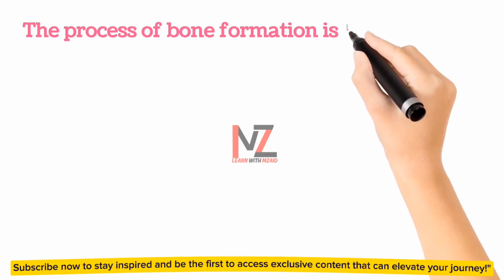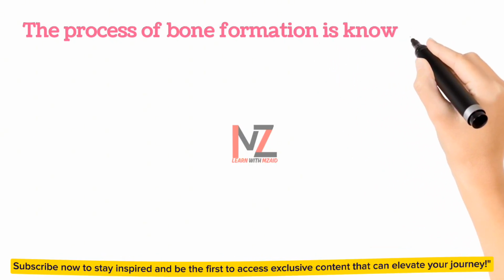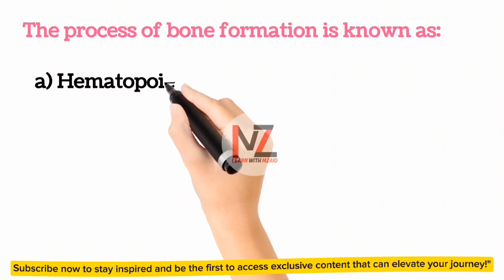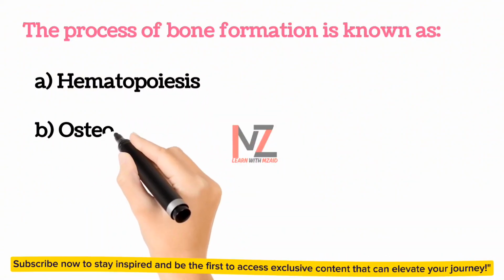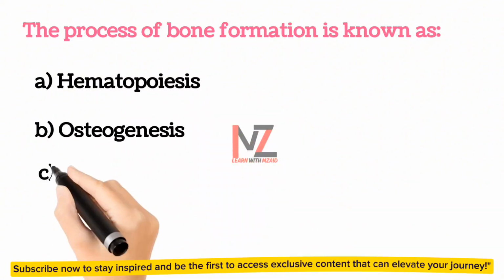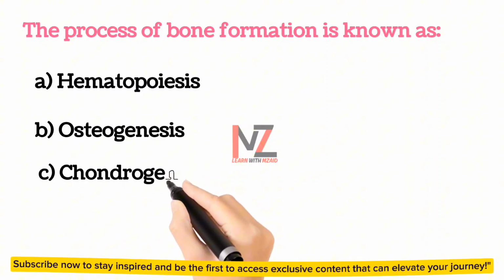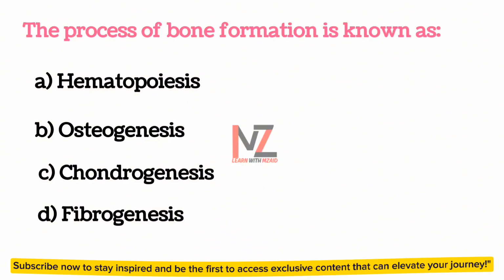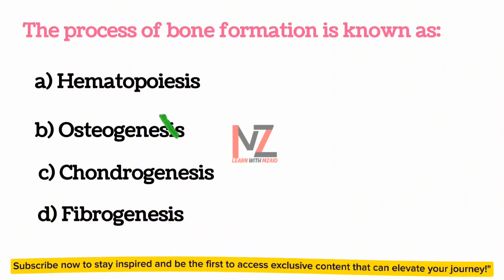And the next question, question number 17 is, the process of bone formation is known as? Option A, hematopoiesis. Option B, osteogenesis. Option C, chondrogenesis. Option D, fibrogenesis, and the right answer is option B, osteogenesis.